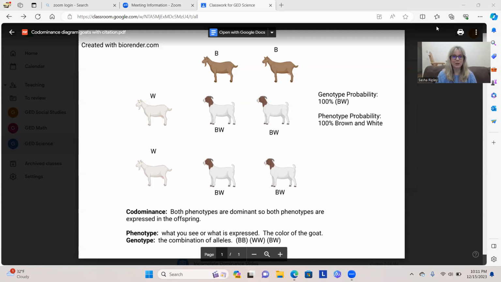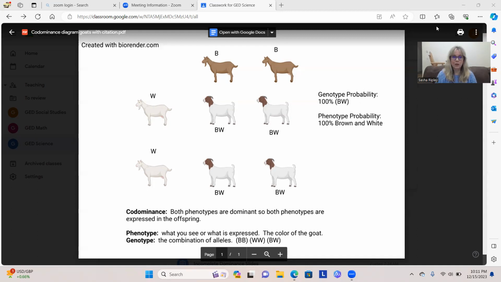Today we're going to be talking about codominance and Punnett squares with codominant traits. All right, so what is codominance? Codominance is when both phenotypes are dominant. So both phenotypes are expressed in the offspring.